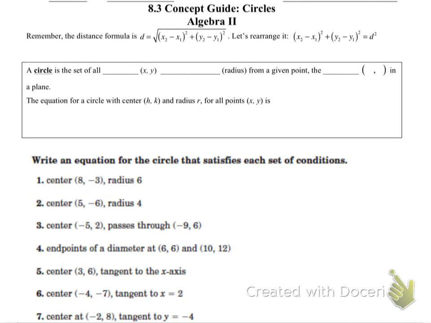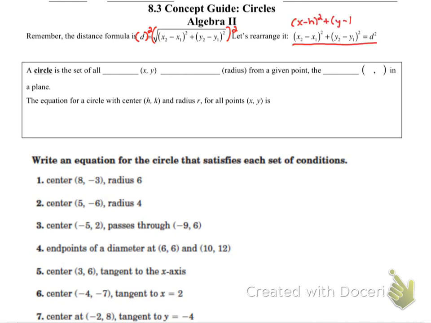Next in conic sections, we're going to do circles, okay? So, to get started, remember we have our distance formula. Well, if you take your distance formula and you square both sides, you'd get x2 minus x1 squared plus y2 minus y1 squared equals d squared. Well, that formula is very similar to the equation of a circle, okay? So, that's the point of that. It's just to help you remember the distance formula and the equation of a circle.